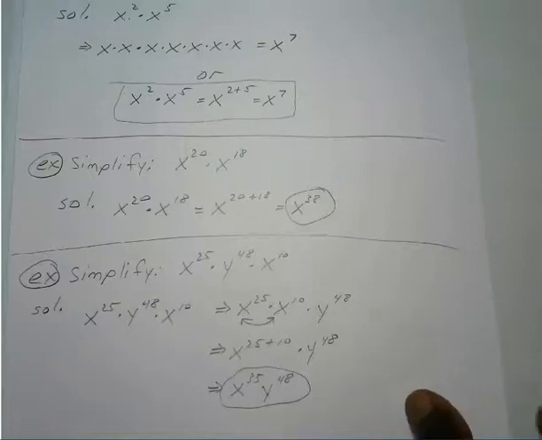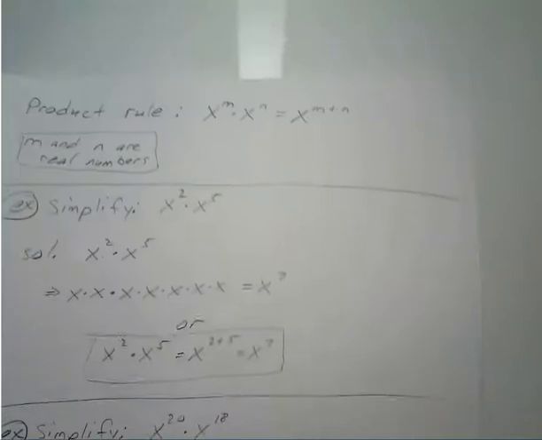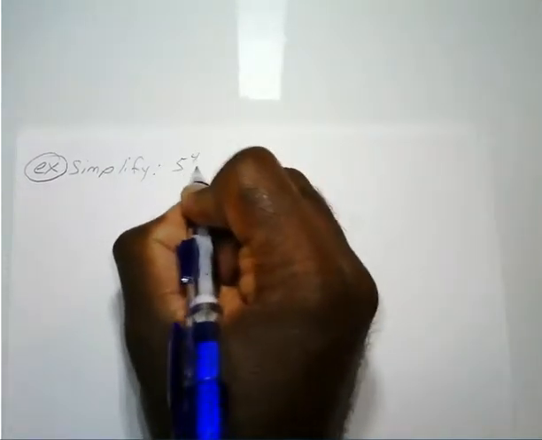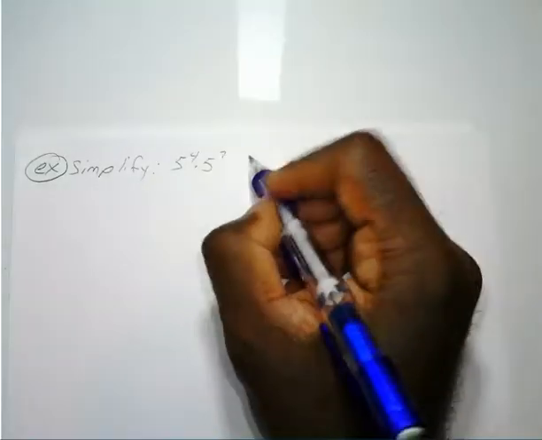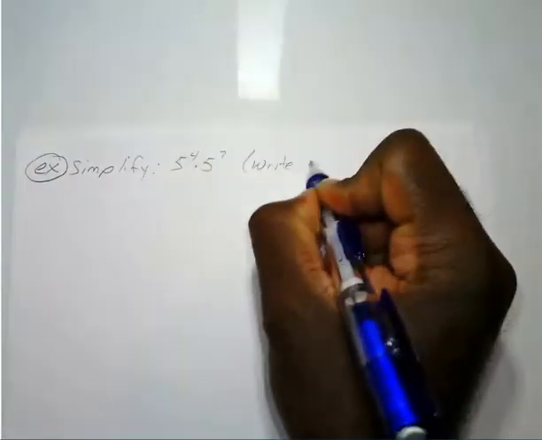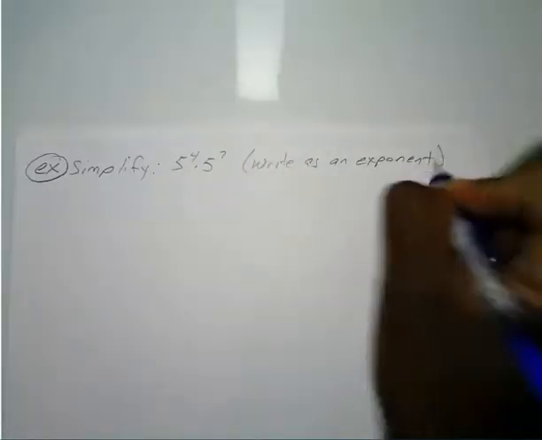Alright, so going to our next example. Let's say we wanted to simplify 5 to the 4th power times 5 to the 7th power, and you wanted to write your answer as an exponent, which means we don't have to actually solve.